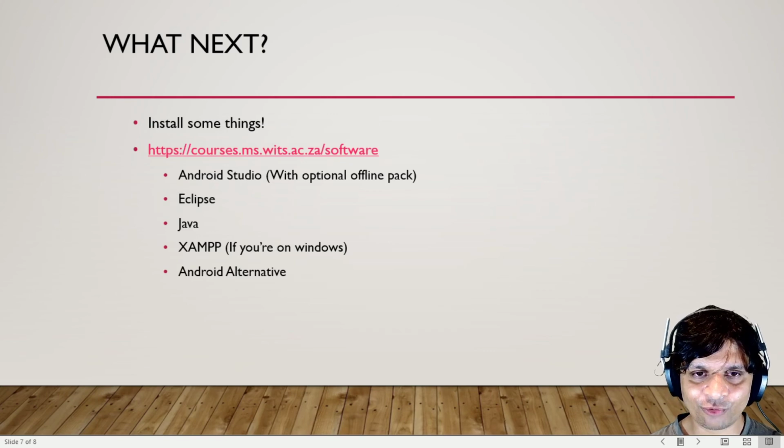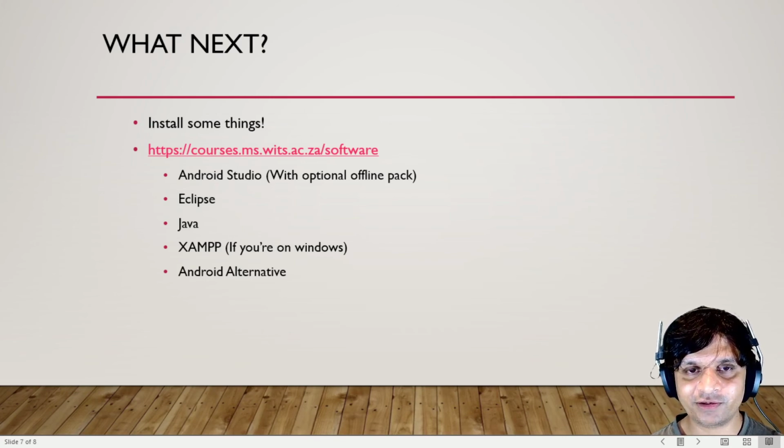Another thing you can install, but you by no means have to, is something called XAMPP, which allows your computer to function as a web server. So when we do the web services part, you can just work on your own machine instead of working on a remote web server. And the final one is something called the Android Alternative, which is something I've developed, which is very similar to Android, but doesn't require Android Studio. This is a way of making web applications, which are very similar to apps, but instead of running on a mobile device, they run in your web browser.